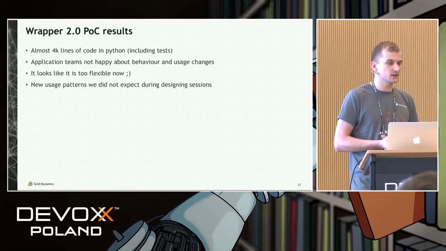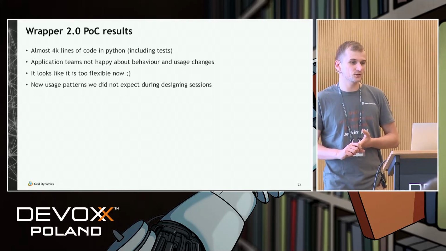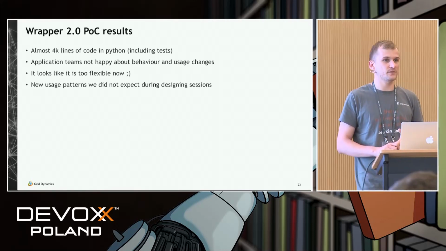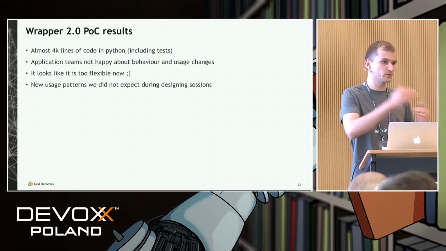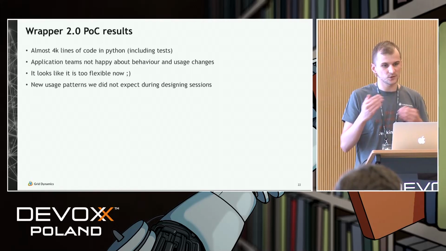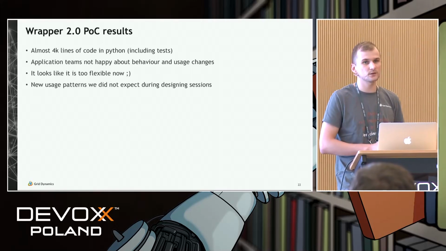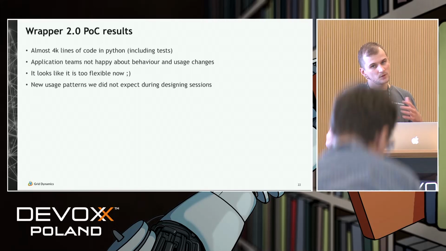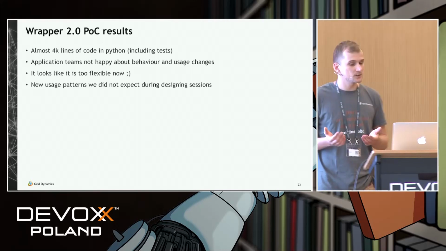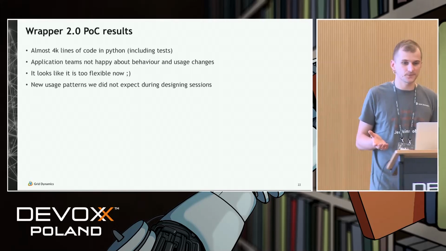And this time it looks like it's too flexible because of those two big files. It started to compete in complexity with just Terraform. Because when you compare Terraform with this YAML, okay, maybe YAML is easier to read, but the amount of code you need to write is similar. And there were plenty of new usage patterns we did not expect during design sessions. Well, new team, new requirements. There were a few requirements we did not expect during the design session. We could not expect everything.